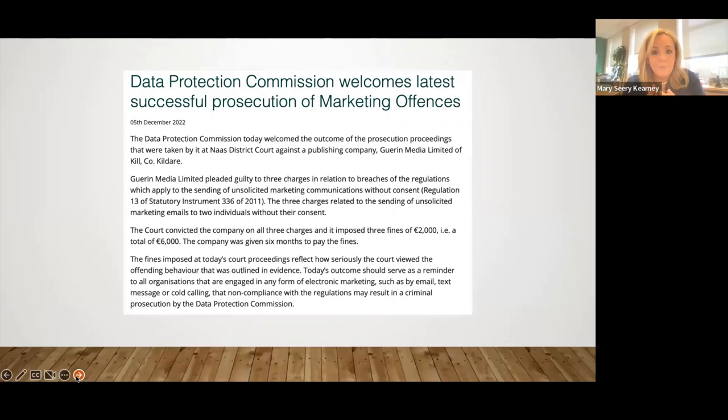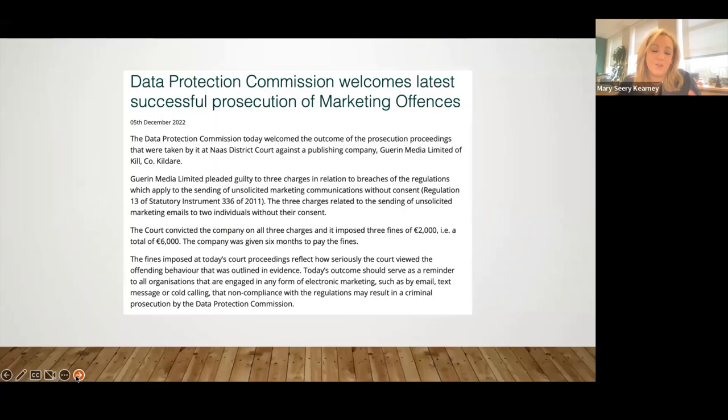The Guerin Media, and this isn't the first time Guerin Media have been in the courts over how they deal with their data. Guerin Media, for instance, were prosecuted for sending, and there are three charges relating to the sending of unsolicited marketing emails to two individuals without their consent. To two. So they ended up in the court. They got fines of 2,000 euros, totaling six for the three different charges.